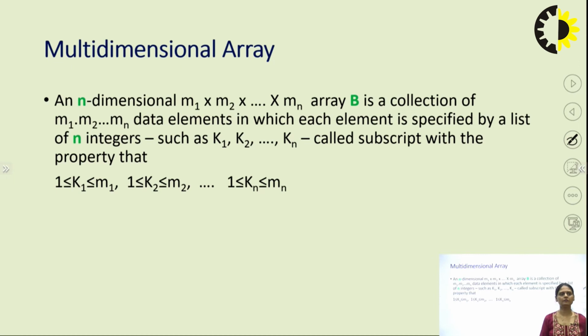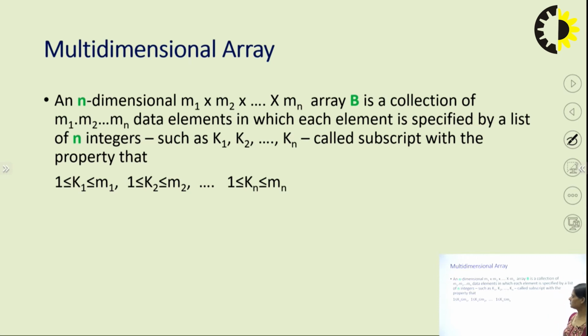Now, after 1D and 2D, let's see the multidimensional array. We consider multidimensional when we have more than one dimension. It gives us a generalized formula. It may be 2D, 3D, 4D, 5D, and so on.